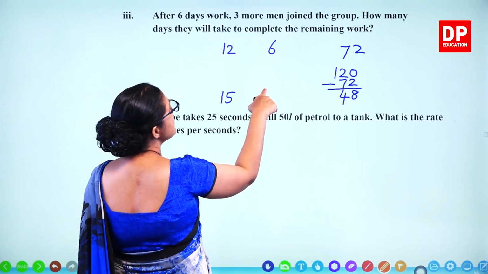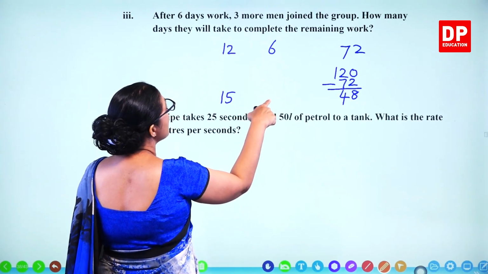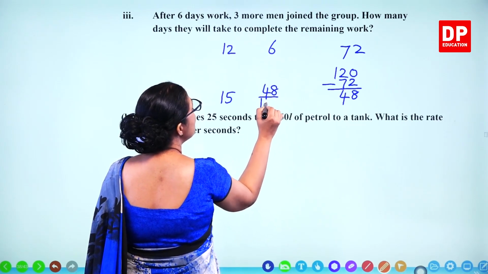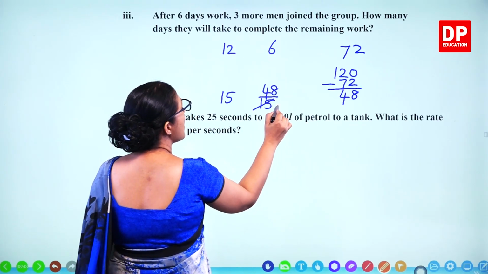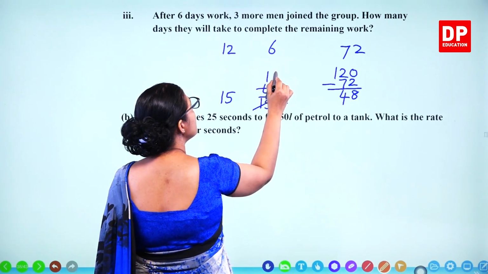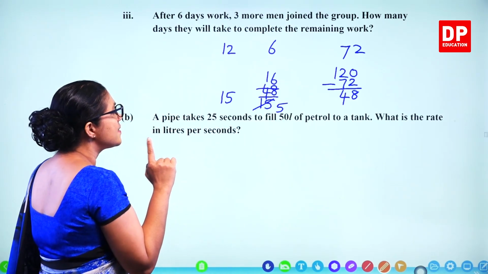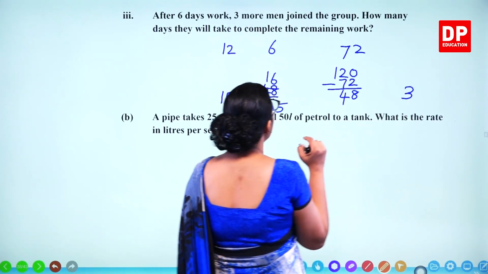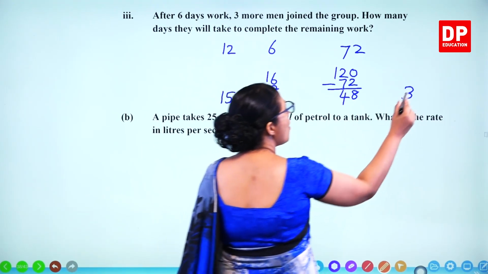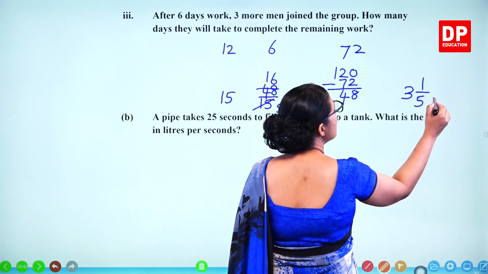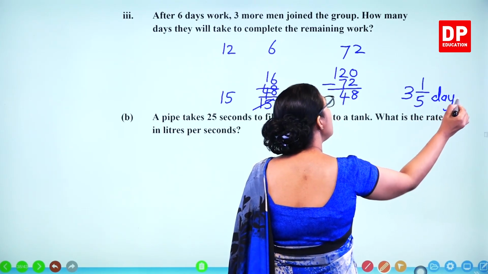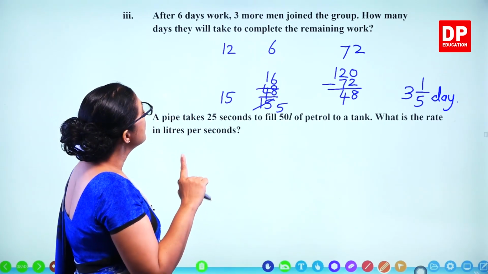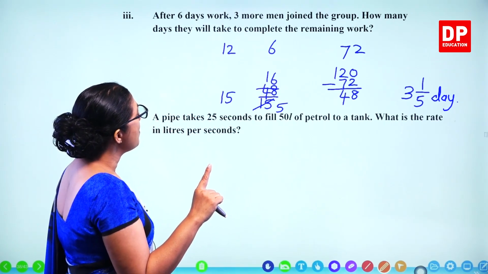So how many days for the other part? How many days taken? 48 divided by 15. 3 times 5 is 15, 3 times 16 is 48, so 16 divided by 5. 5 times 3 is 15, 1 over 5. So 3 days and 1/5 of a day it takes to complete the remaining work.